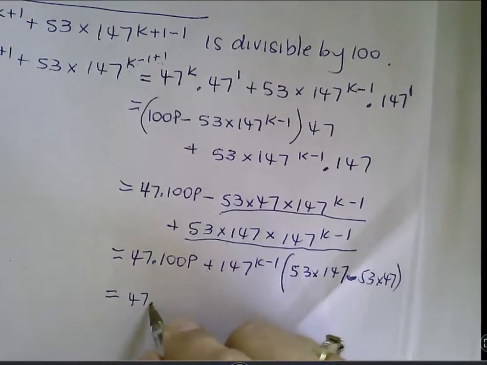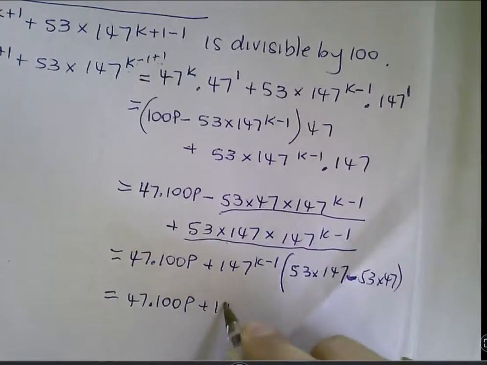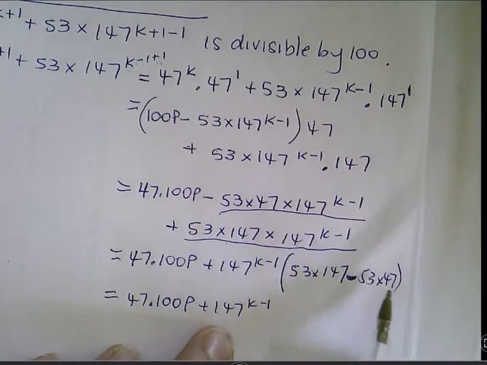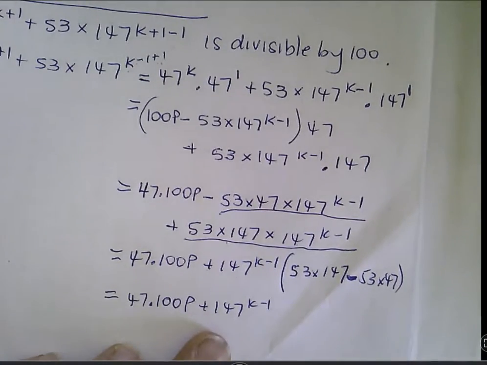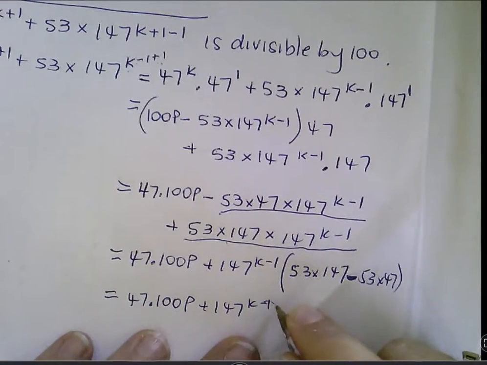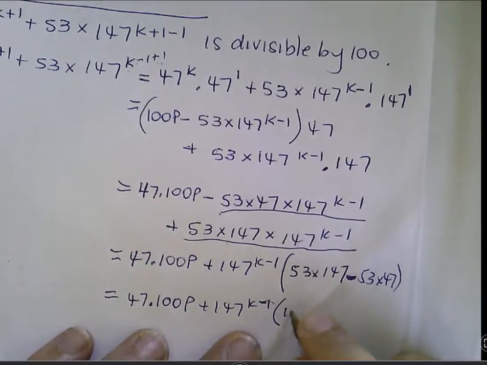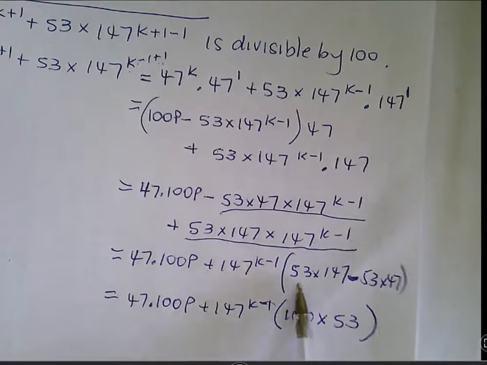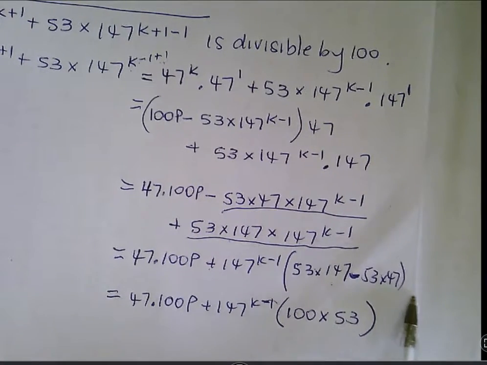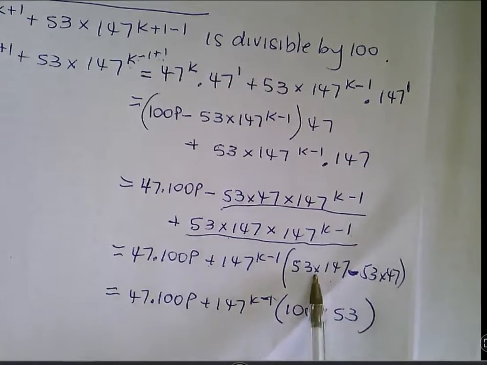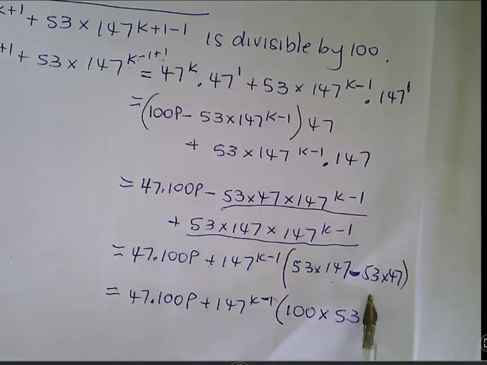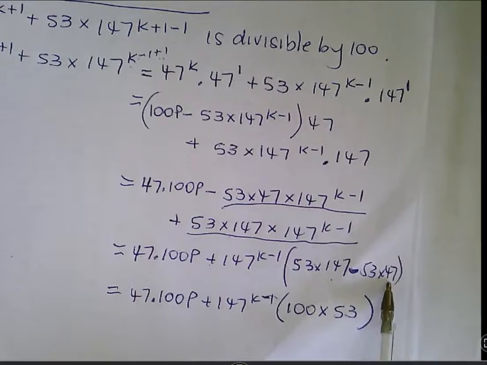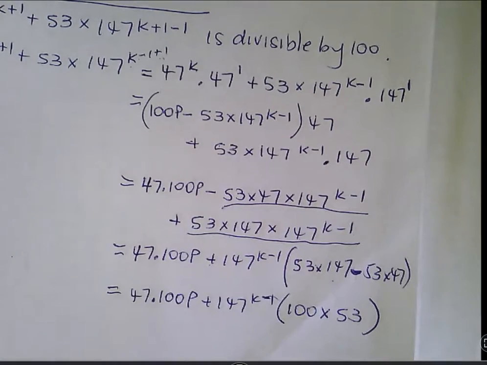So I've got 47 times 100p plus 147 to the k minus 1. Now, what's 147 lots of 53 minus 47 lots of 53? 100 lots of 53. K minus 1 times 100 lots of 53. Can you see that? This is 53 times 147 minus 53 times 47. It's 147 lots of 53 minus 47 lots of 53. Can you see it's 100 times 53 left over?